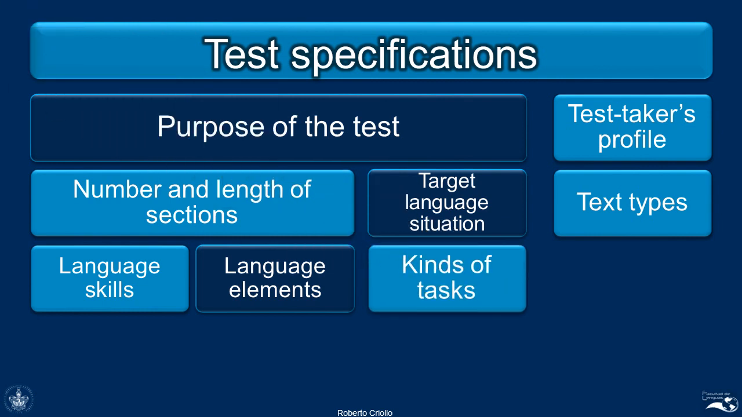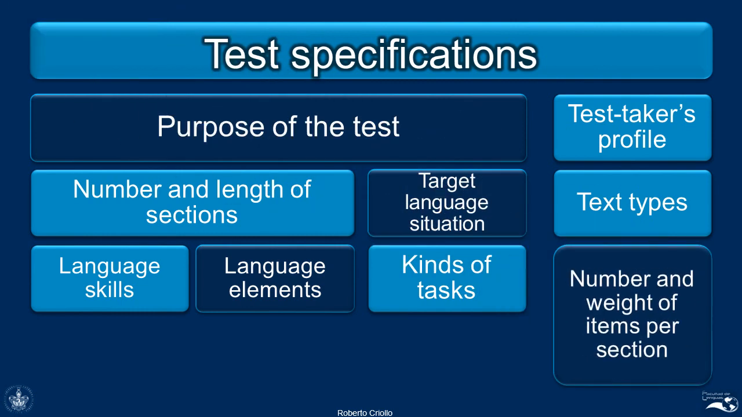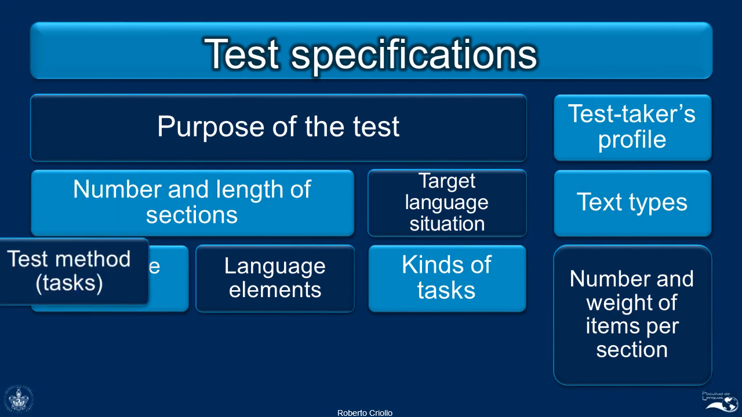The next element is the kinds of tasks. In this case, we will decide if our tasks are going to be discrete point or integrative, if they're going to be direct or indirect, if they're going to be objective or subjective. The next element in the test specification is the number and weight of items per section, and in this case we need to see exactly how the test is going to be organized and what are the sections or the kinds of items that are going to give more points to the test takers.